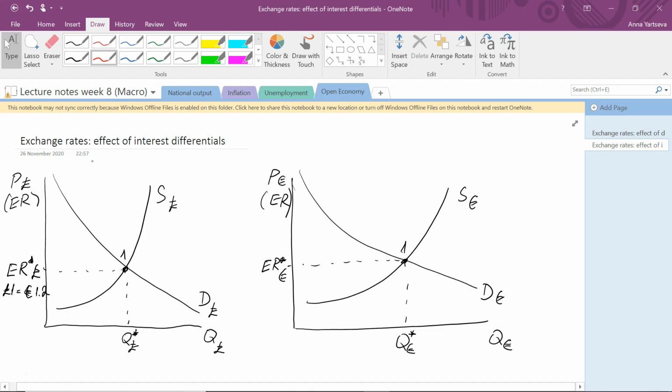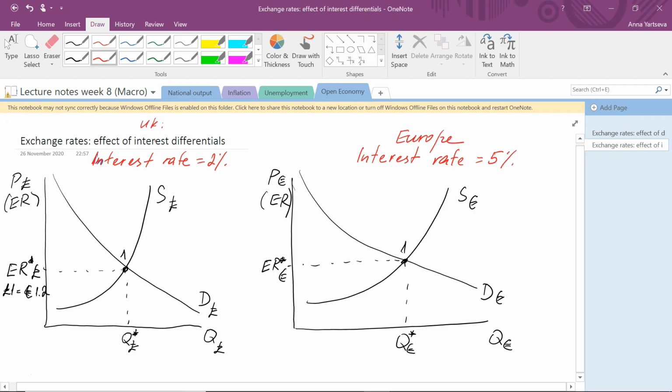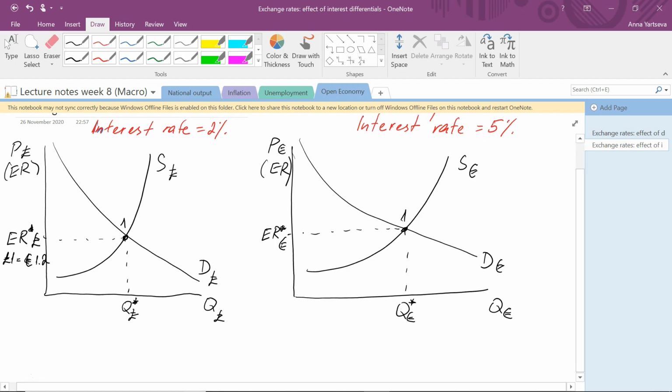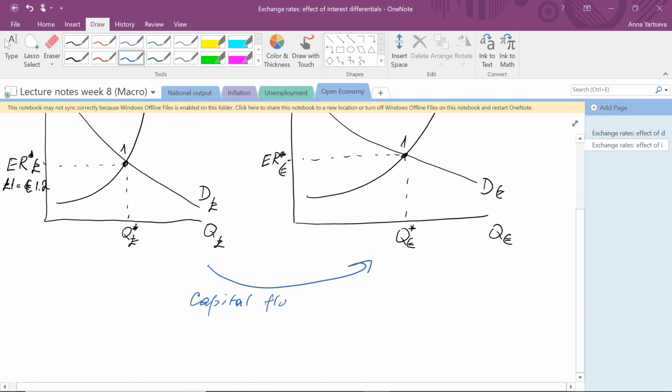In other words, interest rates will be different. The interest rate in the UK is low, 2%, while the interest rate in Europe is 5%. This is Europe, this is the UK. How will this affect the exchange rates? What will be the dynamics here? The logic is simple. Capital owners will want to move capital from the UK to Europe. Capital flows from the UK to Europe.